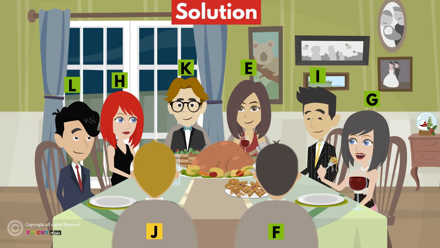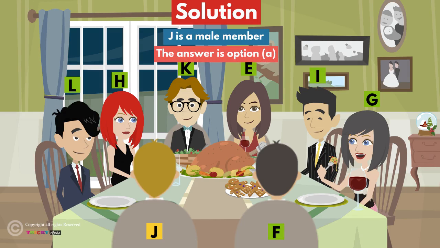Let us see the solution. From the arrangement it is clear that J is a male member. Hence the answer is option A.